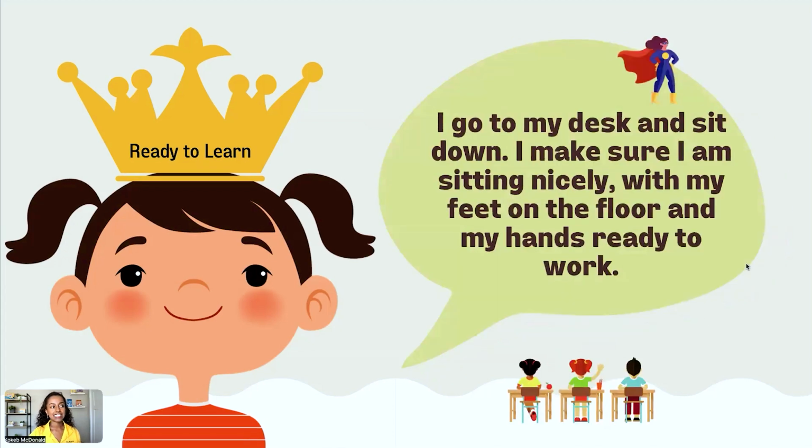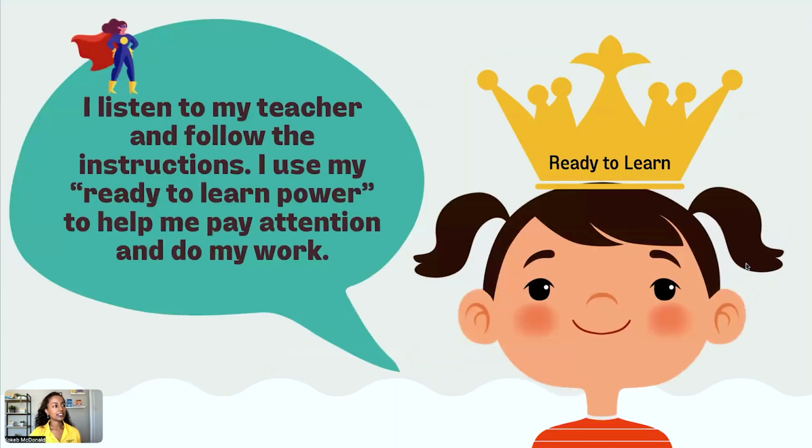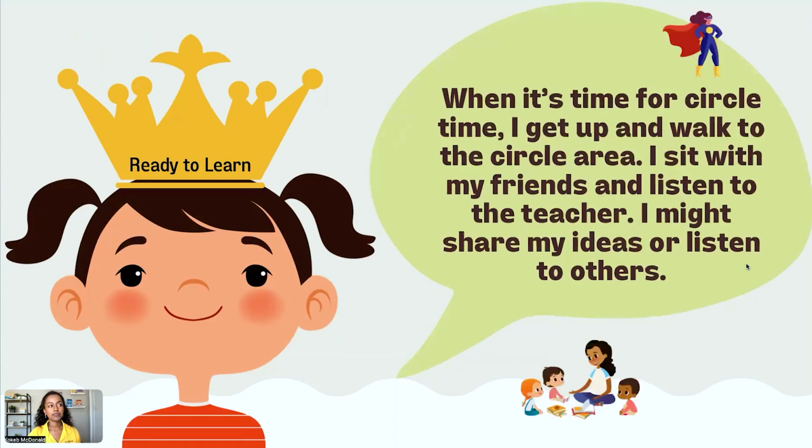I go to my desk and sit down. I make sure I am sitting nicely with my feet on the floor and my hands ready to work. This resembles her class. I listen to my teacher and follow the instruction. I use my ready to learn power to help me pay attention and do my work. When it's time for circle time, I get up and walk to the circle area. I sit with my friends and listen to the teacher. I might share my ideas or listen to others.